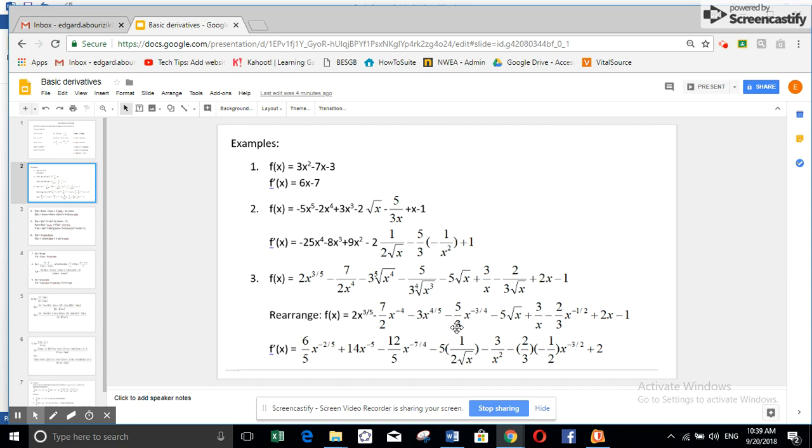And here, sorry, I forgot to write the radical: minus 5 radical x. The derivative of radical x is 1 over 2 radical x. For 3 over x, it's a property: minus 1 over x squared times 3. For x power minus half, you multiply minus half by minus 2 over 3, and you decrease the power by 1: minus half minus 1 is minus 3 over 2. And the derivative of 2x is 2 and of 1 is 0.